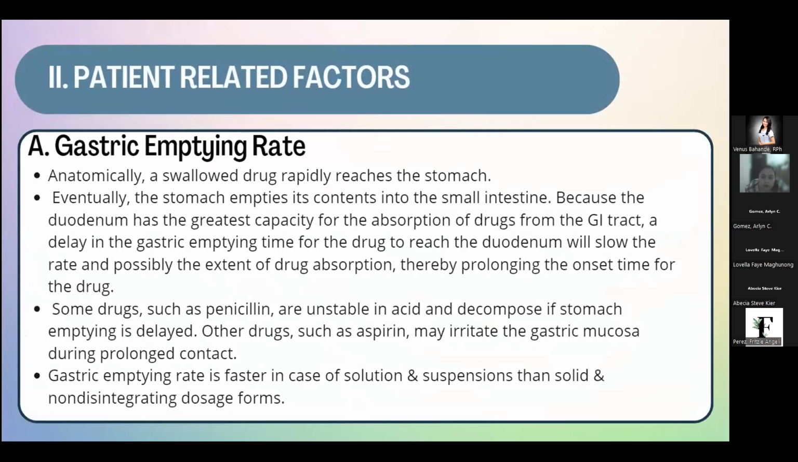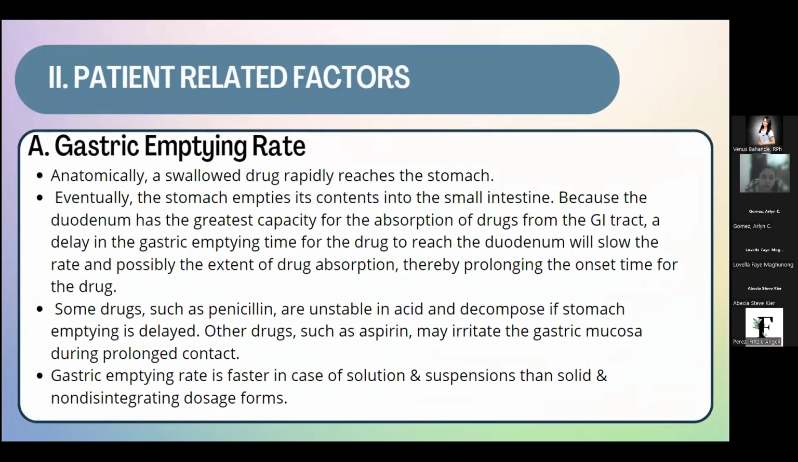And then we have the patient-related factors. So the gastric emptying rate. Anatomically, a swallowed drug rapidly reaches the stomach. Eventually, the stomach empties its contents into the small intestine. And because the duodenum has the greatest capacity for absorption of drugs from the GI tract, a delay in gastric emptying time for the drug to reach the duodenum will slow the rate and possibly the extent of drug absorption, thereby prolonging the onset time for the drug.